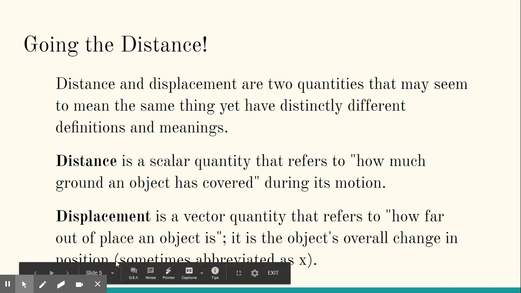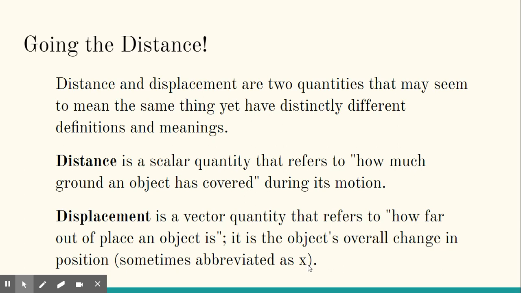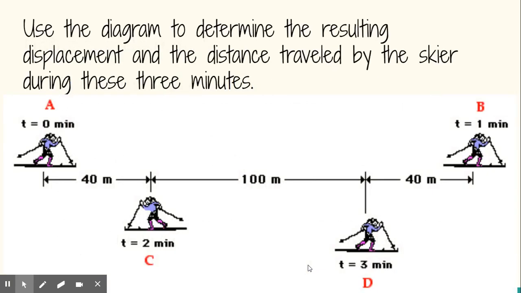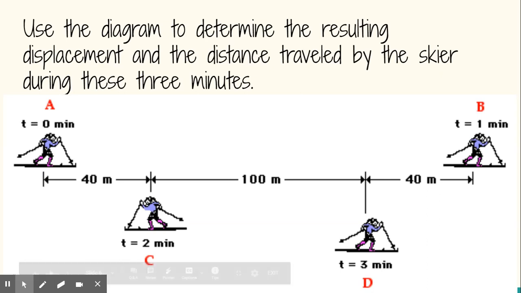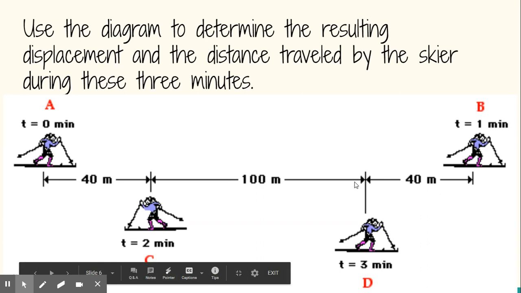I want to say position is sometimes going to be abbreviated as x. So displacement is oftentimes delta x, or change in x. I want you to try this, and then I'll go over the answers. We've got A, B, C, and D, and I want you to use the diagram to figure out what the resulting displacement and the distance traveled by the skier during these 3 minutes are.